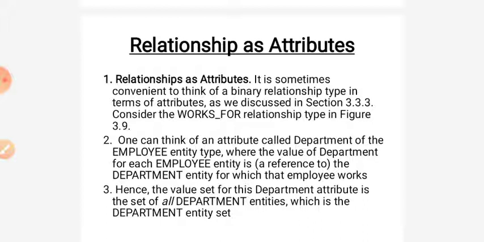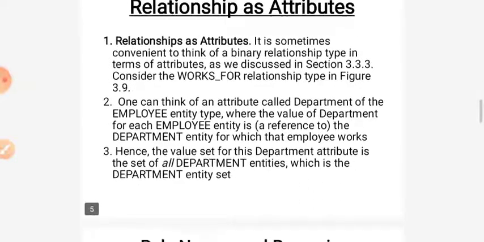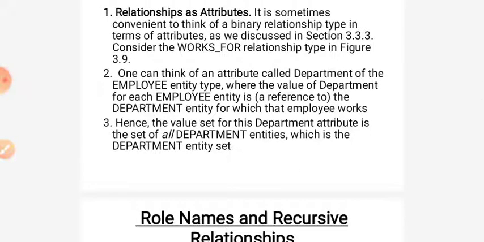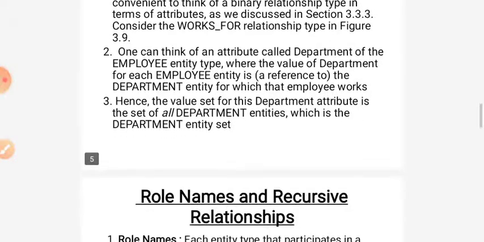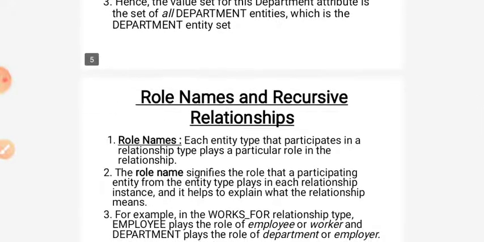So the employee has a number of attributes. One of them is the department for which he works. Point number 3. Hence, the value set for this department attribute is the set of all department entities, which is the department entity set. So any value from the department entity set can participate in the employee attribute of department.